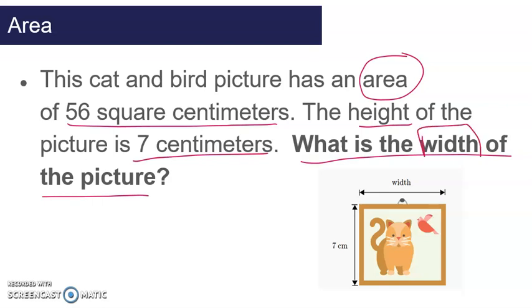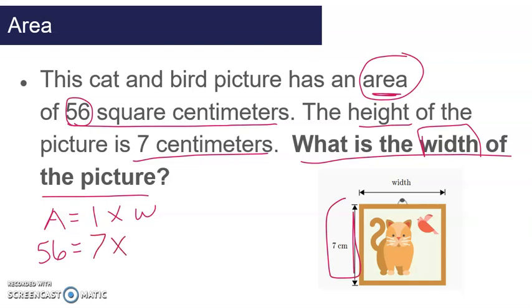Okay, since I see the keyword area, I know that I'm going to use my formula A equals length times width because this is a rectangle. I'm going to go ahead and substitute the values that I do know. I know that the area is 56 square centimeters. So I'm going to put that under A for area. Okay, I know the length. My length is 7 centimeters. So I'm going to put that 7 here. And I don't know my width, so I'm going to leave that as W.